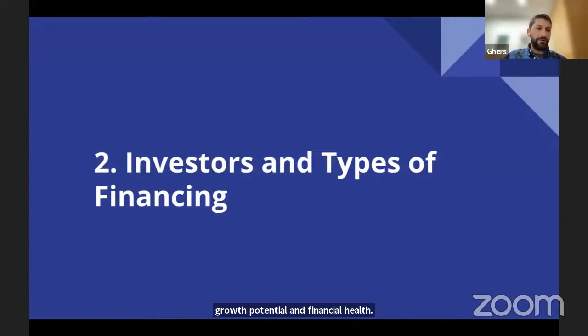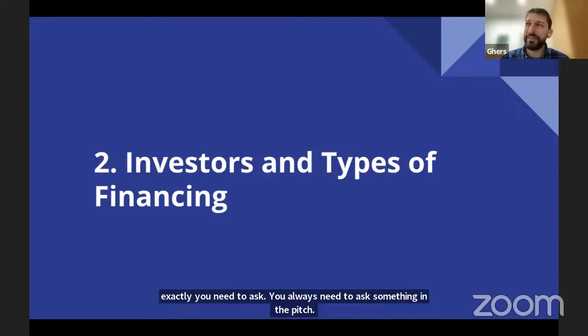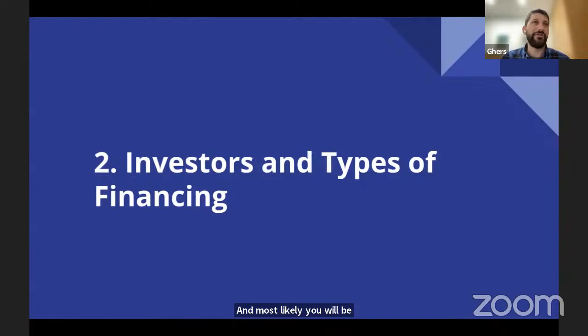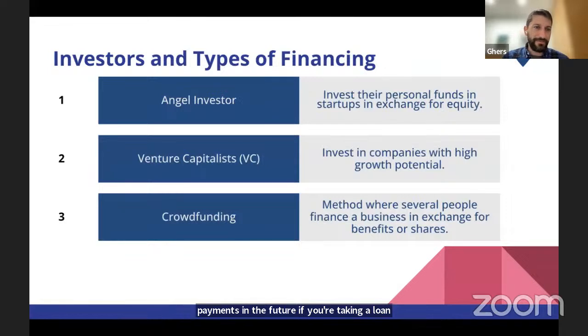So the next step is to understand a little bit about investors and types of financing to be clear on what exactly you need to ask. You always need to ask something in the pitch, and most likely you will be asking for money in exchange of something, right? Either equity or the compromise to do payments in the future if you're taking a loan. But yeah, let's talk about the main formal sources of funding in the startup world.